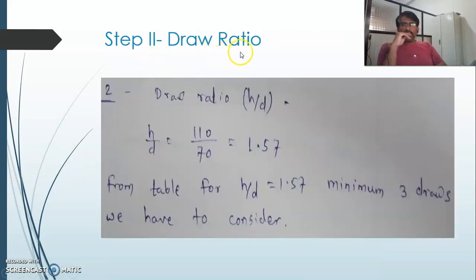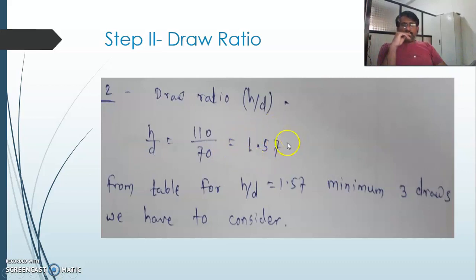Step number 2 is getting the draw ratio, so that we can find how many draw operations will be required. The draw ratio is given as the h by d ratio, which in this case is 110 divided by 70, that is 1.57. As the value of this draw ratio is more than 1, the draw operation is critical and multiple steps will be required.